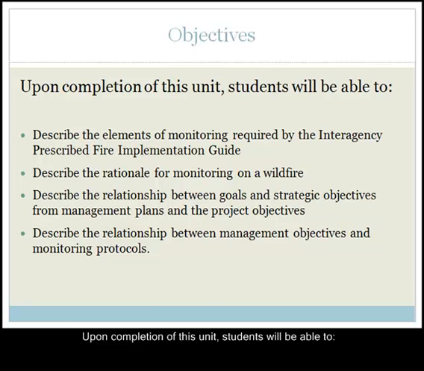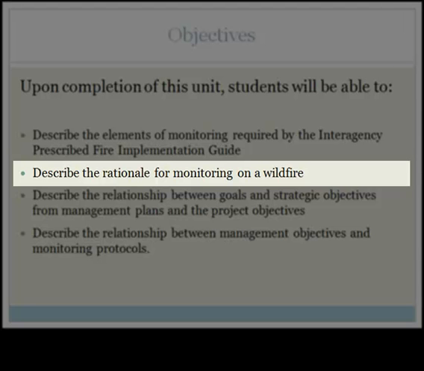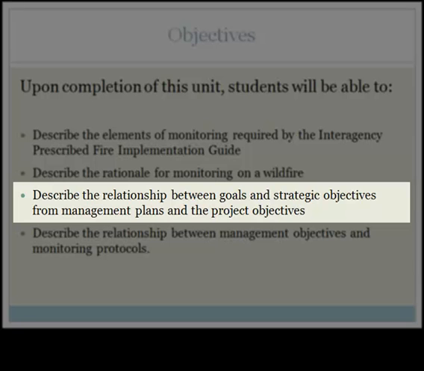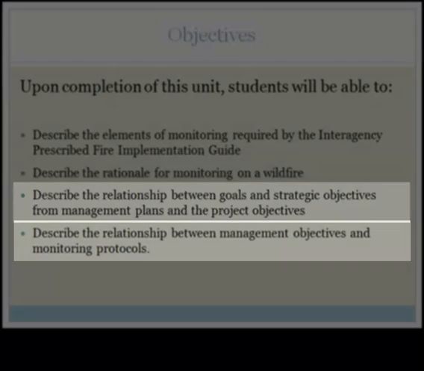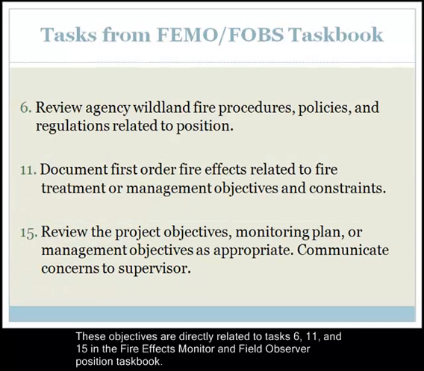Upon completion of this unit, students will be able to describe the elements of monitoring required by the Interagency Prescribed Fire Implementation Guide, describe the rationale for monitoring on a wildfire, describe the relationship between goals and strategic objectives for management plans and the project objectives, and describe the relationship between management objectives and monitoring protocols. These objectives are directly related to tasks 6, 11, and 15 in the Fire Effects Monitor and Field Observer Position Taskbook.